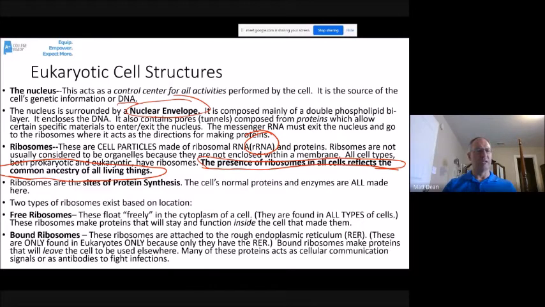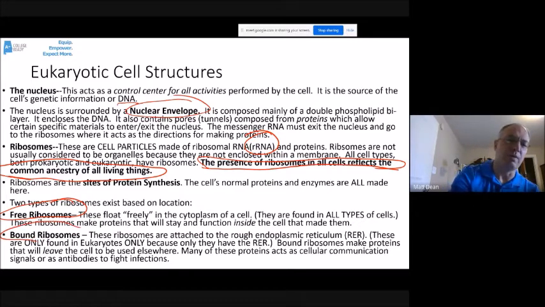There are 2 types of ribosomes that exist, and we base those differences on location. There are free ribosomes that essentially are freely floating in the cytoplasm of the cell. They're found in all types of cells, prokaryotes, eukaryotes, all examples of those. These make proteins that essentially stay in the cell that made them and function within that cell.